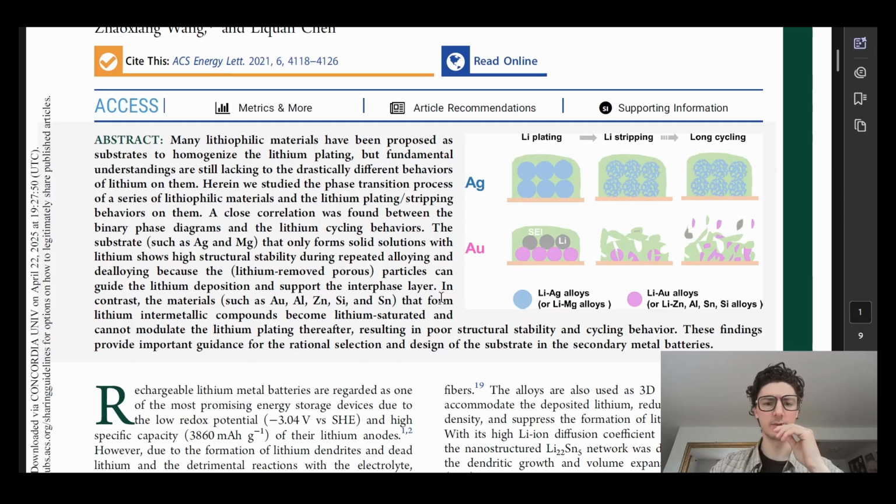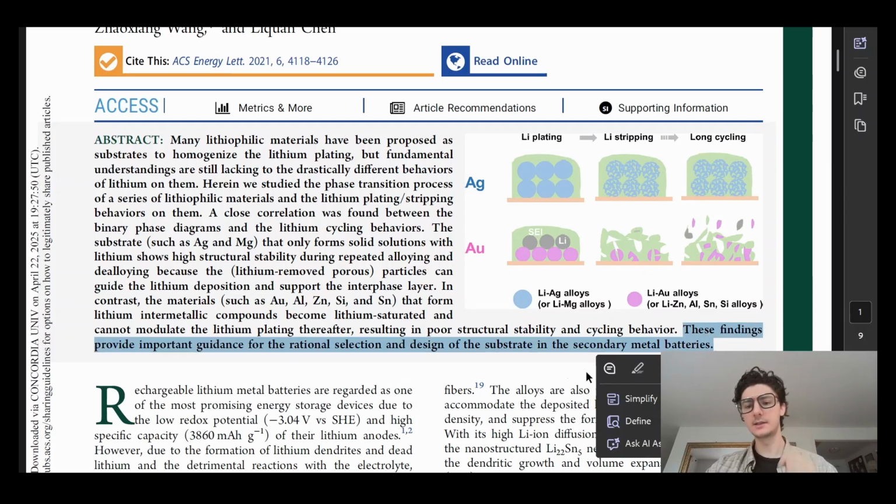The substrate, such as silver and I think this is magnesium, that only form solid solutions with lithium, shows high structural stability during repeated alloying and dealloying because of the lithium removed porous particles can guide the lithium deposition and support the interface layer. In contrast, the materials such as gold, aluminum, zinc, silicon, and tin that form lithium intermetallic compounds become lithium saturated and cannot modulate the lithium plating thereafter, resulting in poor structural stability and cycling behavior. These findings provide important guidance for the rational selection and design of the substrate in the secondary metal batteries.